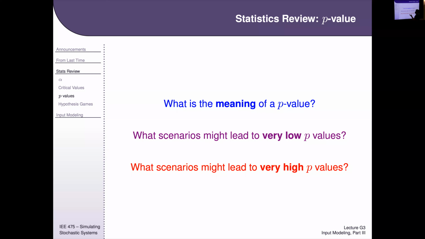Other questions I could ask you are about the meaning of a p-value. We've kind of already beaten this over the head, but whereas the alpha is a limit on your error, the p-value is the probability, under the condition that your null hypothesis is true, that I would see a statistic as large as my data produced, or larger. That is what the p-value is.